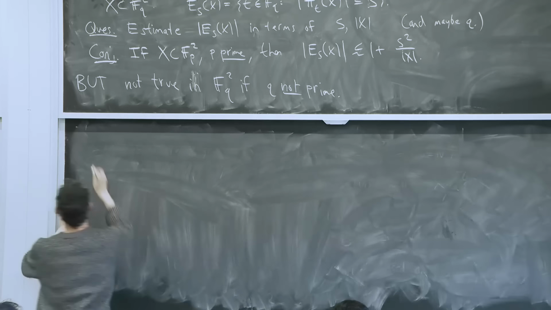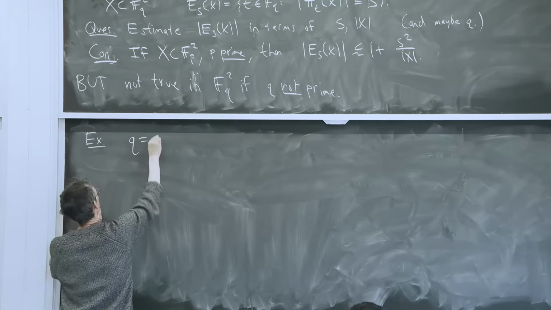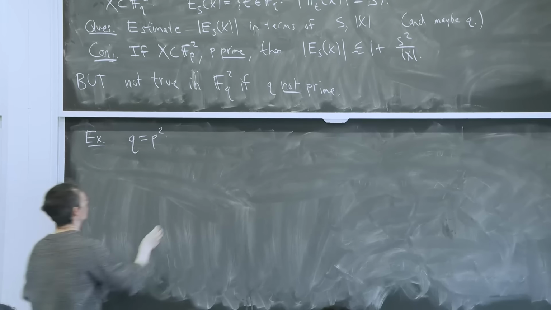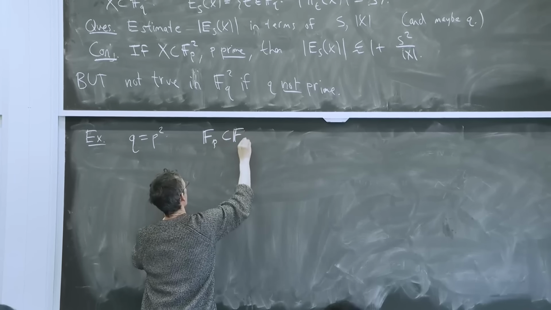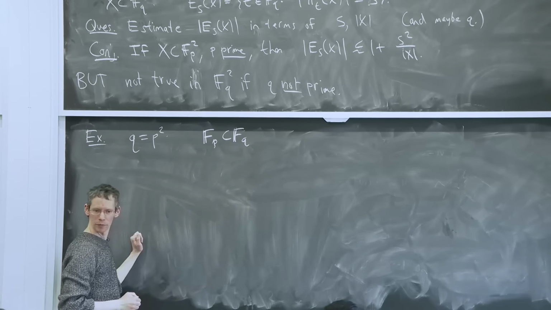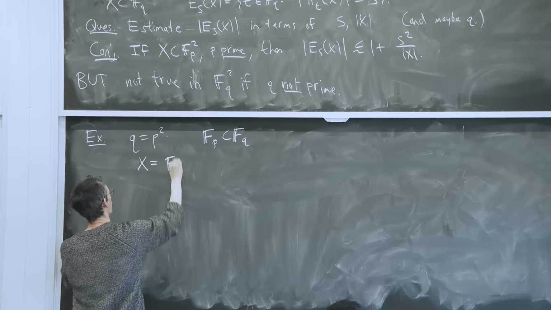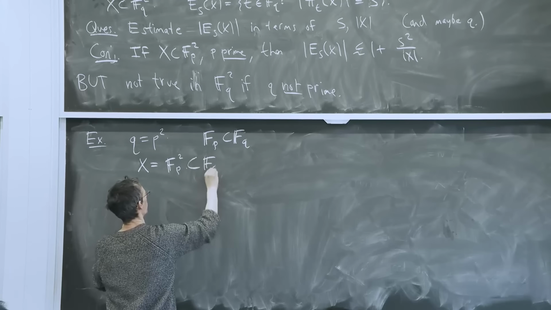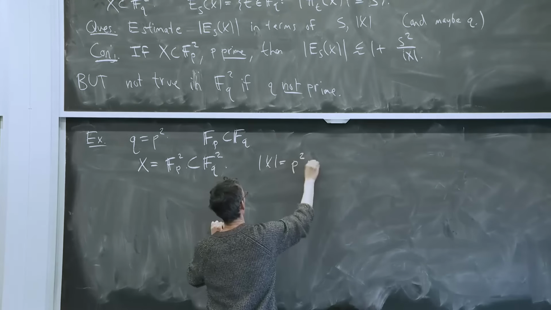OK. So here's the example. Suppose that Q is p squared. There are similar examples for higher powers, but this is a simple concrete one. So Fp is a subset of Fq. It's a subfield of Fq. And our set X is going to be Fp squared, which is a subset of Fq squared. The cardinality of X is p squared, which is q.